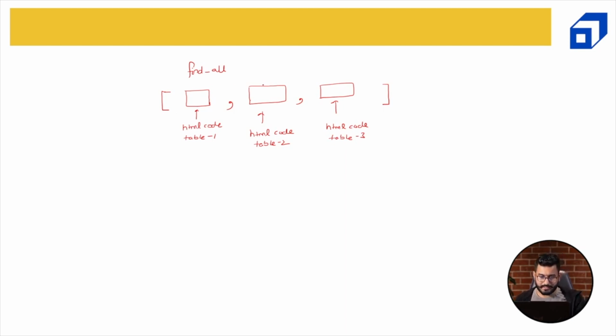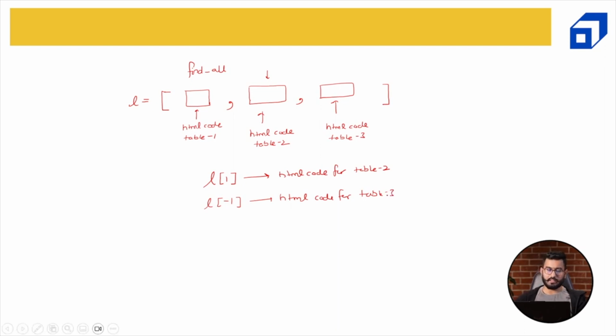Now let's say this list is L. If I'm interested in this table, all I have to do is L[1], and this will return me the HTML code for table number 2. If I say L[-1], this will return me the HTML code for table number 3, right? So this is the output returned when we use find_all.